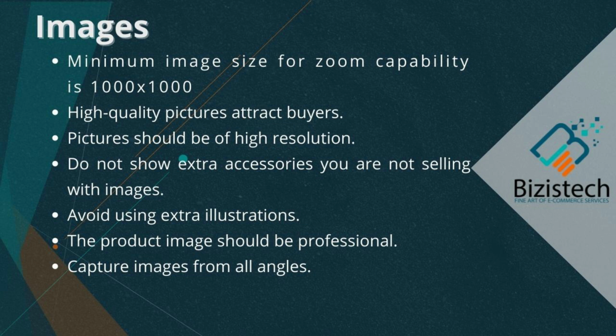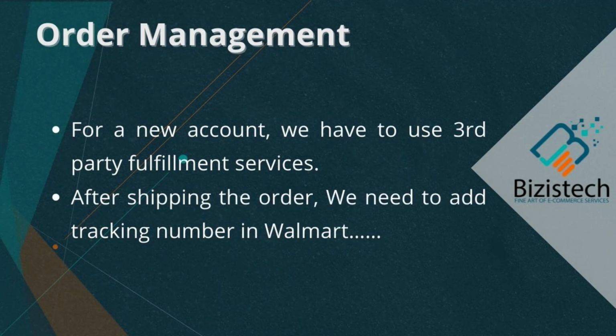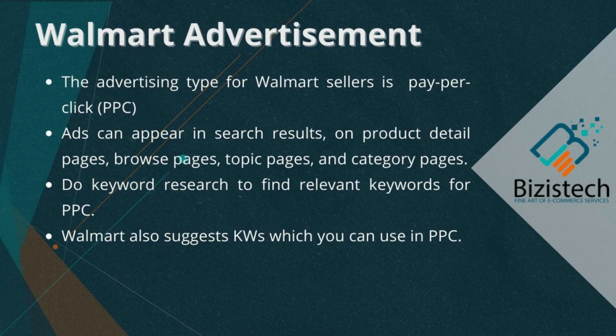Next slide is order management. For a new account, we need to fulfill orders by MCF or third party fulfillment. So when we get any order, we ship the order manually. When we ship an order through any channel or manually, we get a tracking number, and then we can put that tracking number into Walmart.